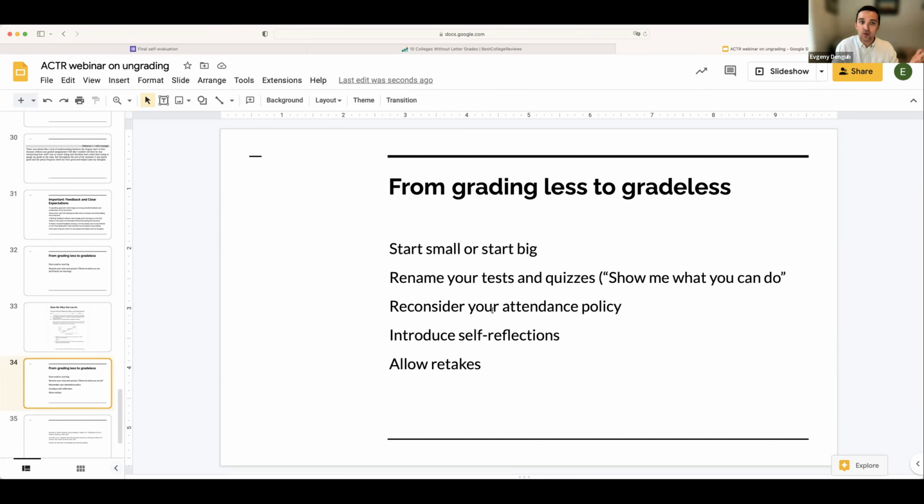Allow retakes, even if only one. If you didn't allow retakes, allow one retake. See how it goes. Set a limit. Set two weeks. Set one week. Whatever feels comfortable. We're all very busy.